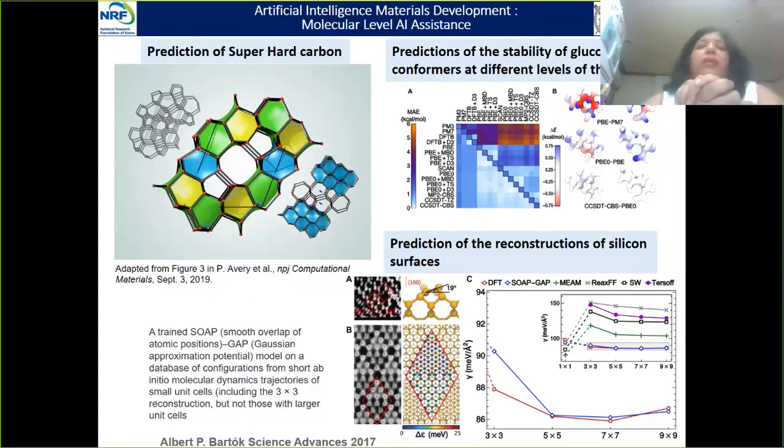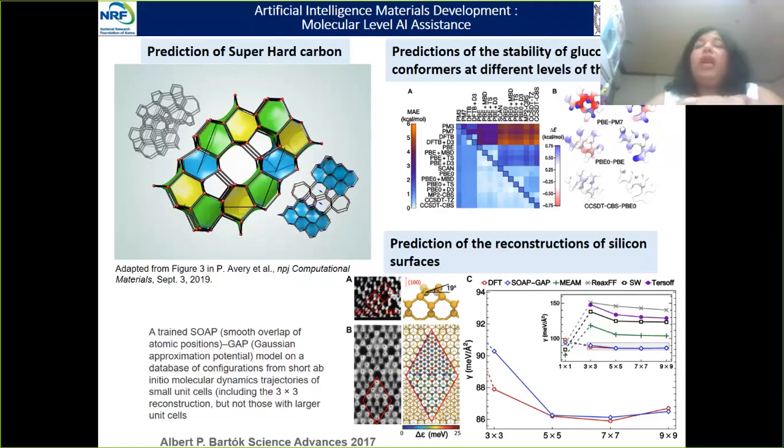They published just after that in Science Advances, and they have made a SOAP-GAP, the trained SOAP-GAP algorithm, which is a model based on the data from the ab initio calculation, molecular dynamic calculation. It's for very small scale, that is at 3x3 reconstruction as shown here, and this was the reconstruction of silicon surface. And that was possible by making this trained SOAP-GAP model.